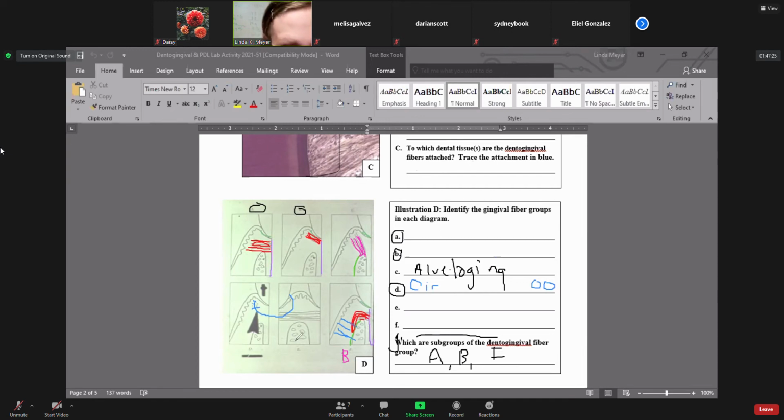And then finally, letter E shows two adjacent teeth. So again, I'm just going to color in the cementum, and crossing the bone in between the teeth, the interdental septum, are the transeptals right here. So they attach one area of cementum to the next tooth, the other. So E is the transeptal.